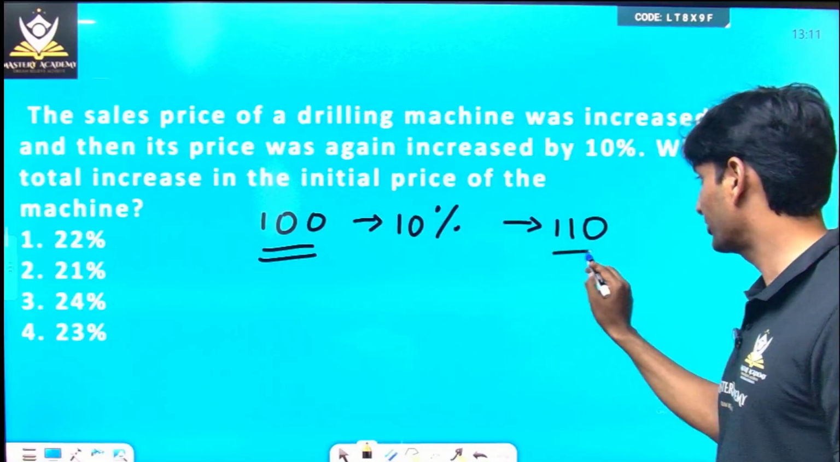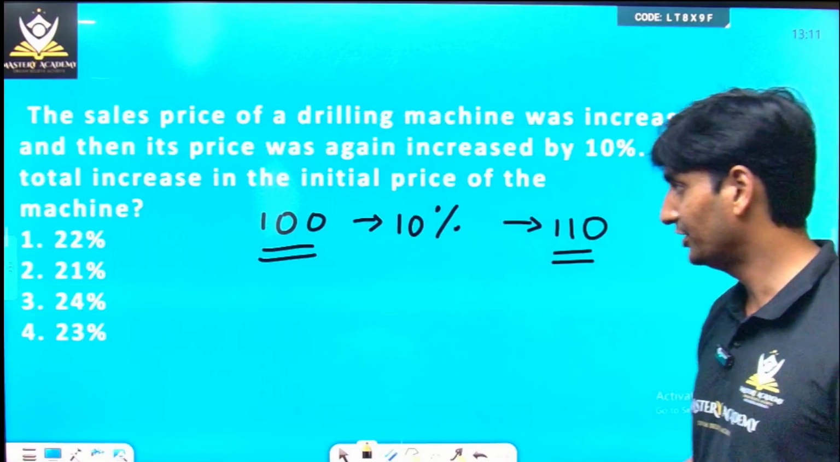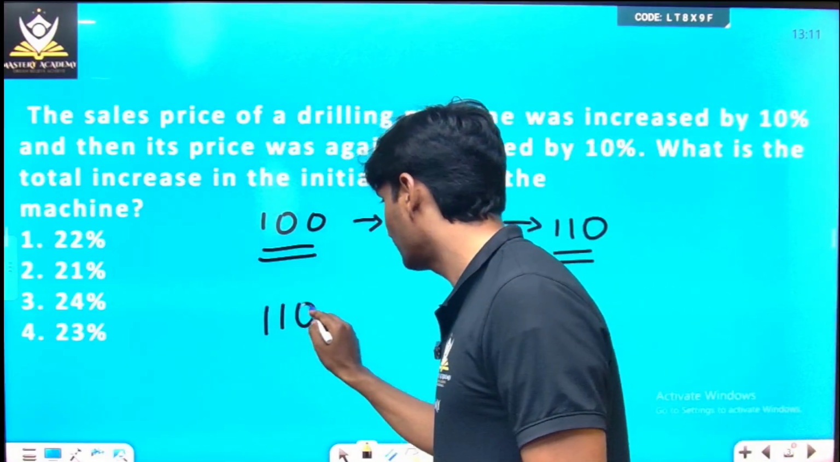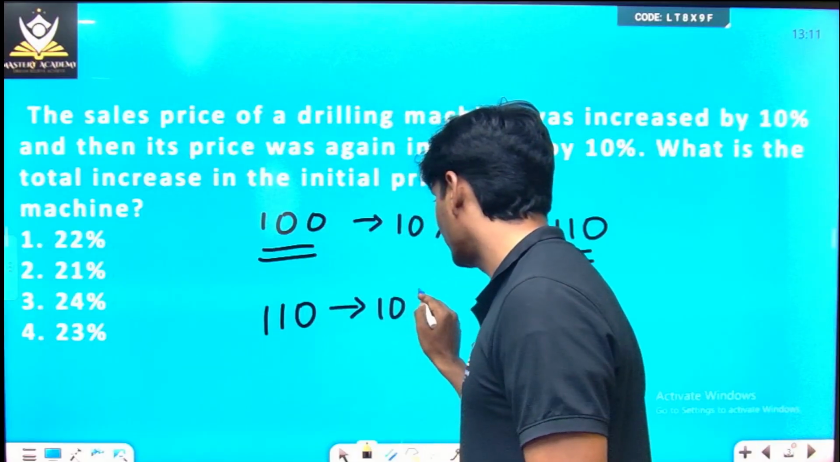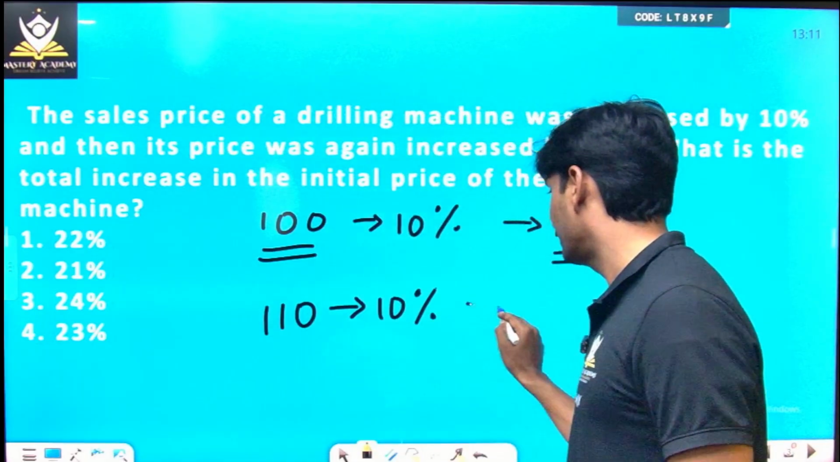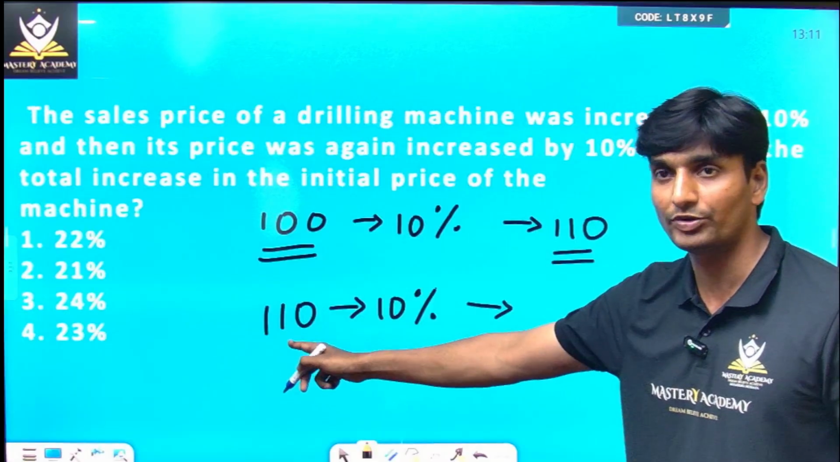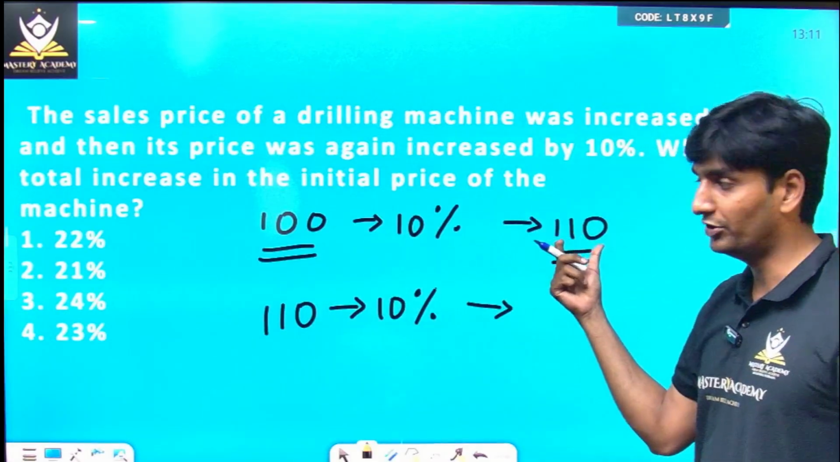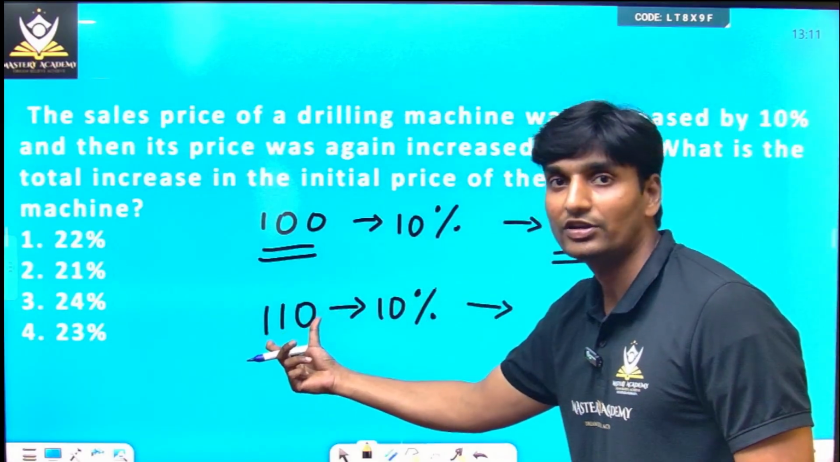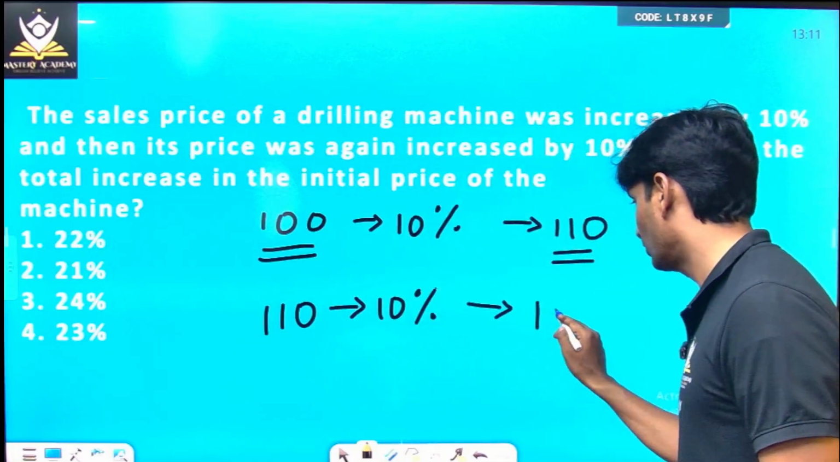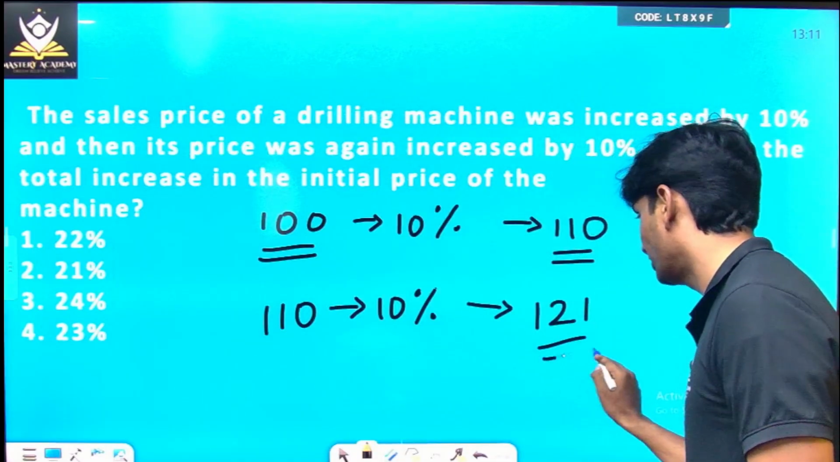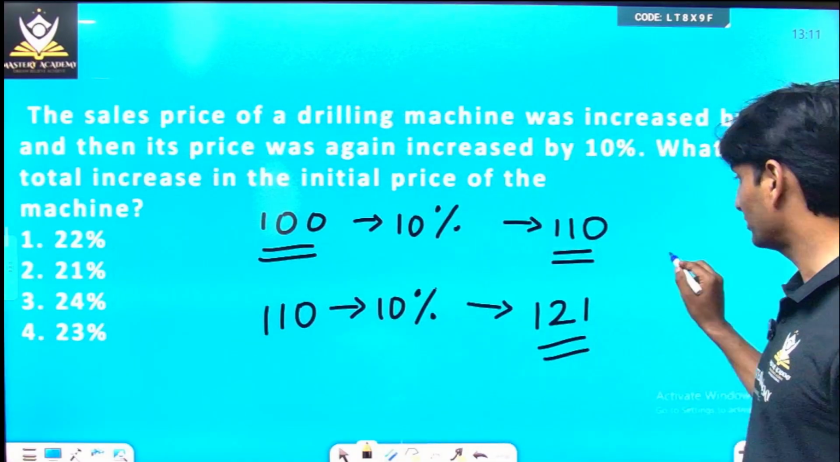So now the present value is 110, and we are further increasing 10% on that. 10% of 110 will turn out to be 11, guys. Yes, 11 rupees. Here the first increase is 10 rupees, and the second 10% increase will be 11 rupees. So the final amount will be 121. So 121 is nothing but a 21% increase.